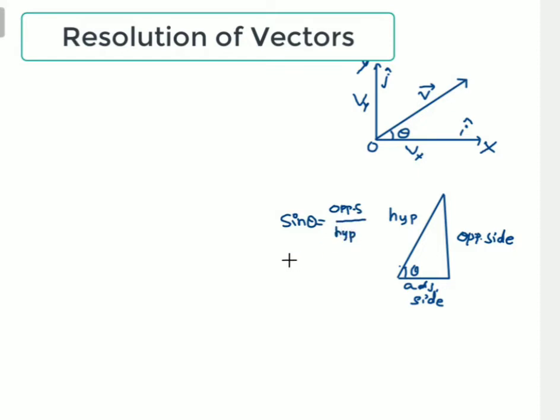And one more trigonometric function we will see here, cos theta. So cos theta can be written as adjacent side by hypotenuse. So these formulas I will be using.